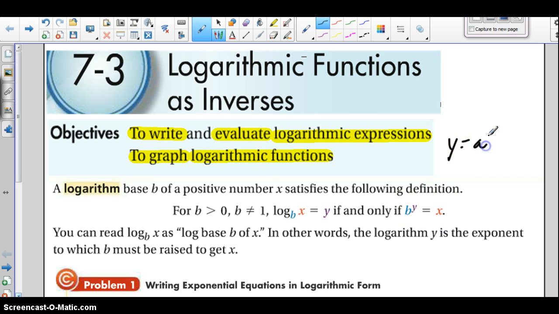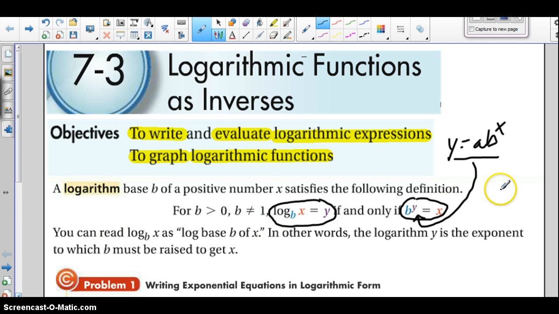y equals a b to the x, where you've got this base and an exponent and a value, and maybe something multiplied out front, like an initial value or some kind of stretch or compression for your graphs. This idea is very similar to what we have here, where you have a base raised to some exponent equaling some value. This here is exponential. This here is what they call logarithmic, where you're taking a log base b of x equals the exponent.